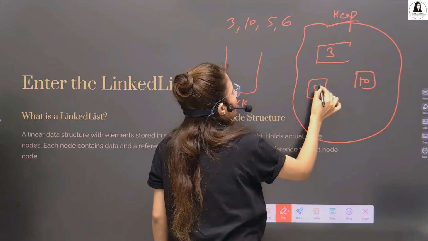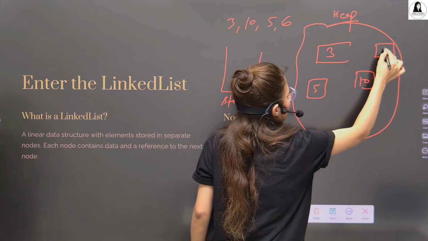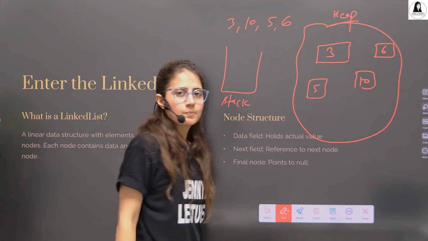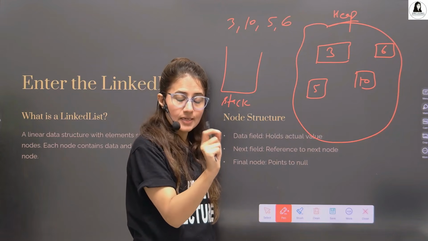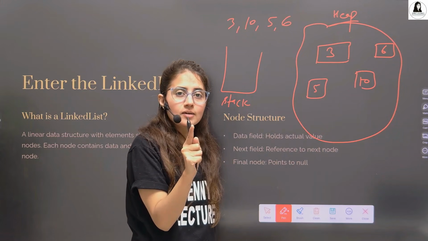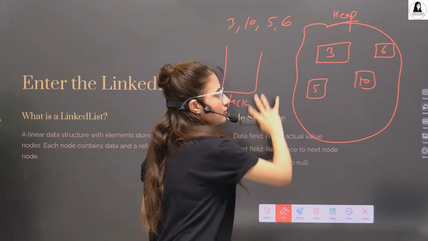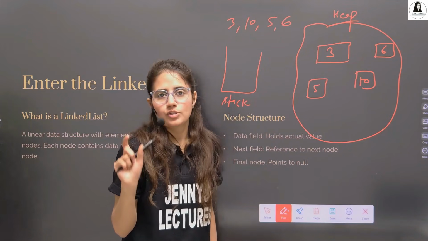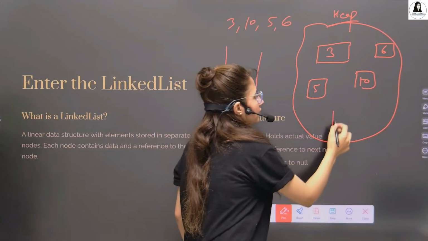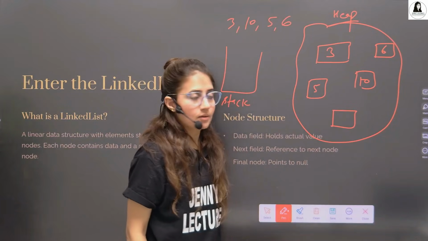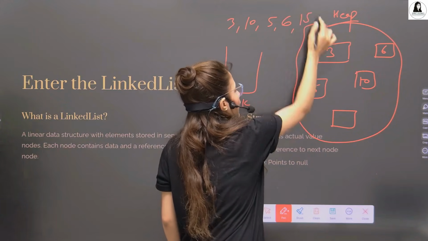5 can be anywhere. 6 can be anywhere in this memory. First thing, linked list is a linear data structure, and elements are stored in non-contiguous memory locations. I want to add another node. Just create another node, and that's it. Suppose here 15. So 15.